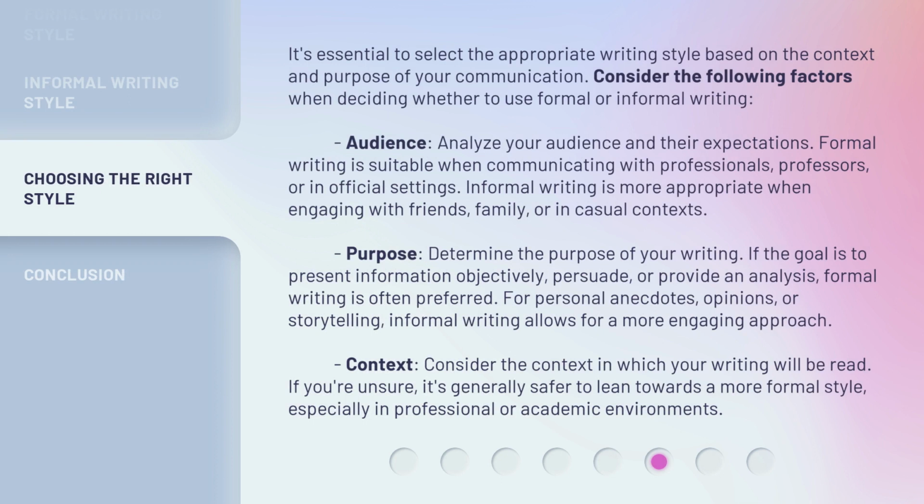It's essential to select the appropriate writing style based on the context and purpose of your communication. Consider the following factors when deciding whether to use formal or informal writing. Audience. Analyze your audience and their expectations. Formal writing is suitable when communicating with professionals, professors, or in official settings. Informal writing is more appropriate when engaging with friends, family, or in casual contexts.